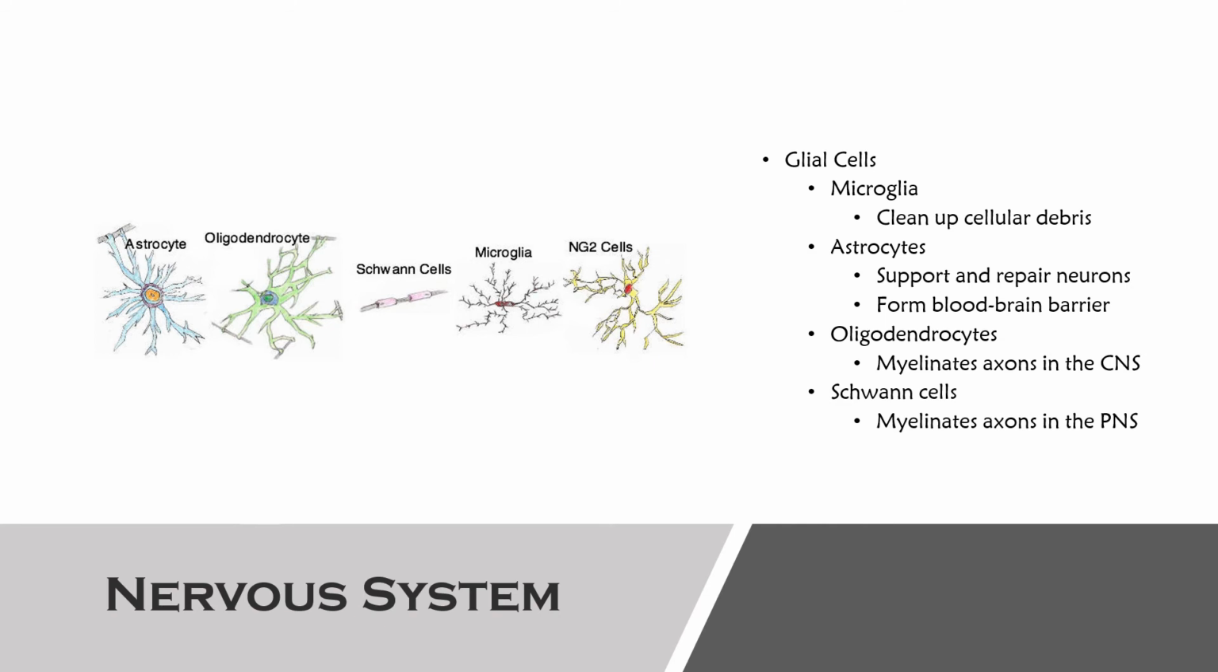There are also oligodendrocytes, these myelinate axons in the central nervous system. Myelinated axons just transmit a signal very quickly. Schwann cells myelinate axons in the peripheral nervous system.